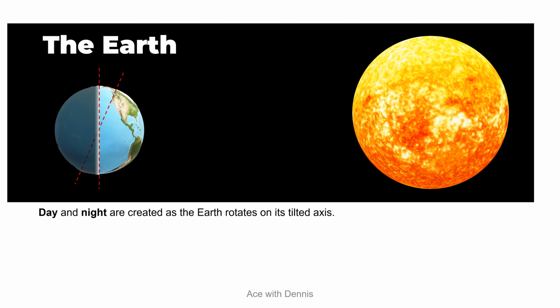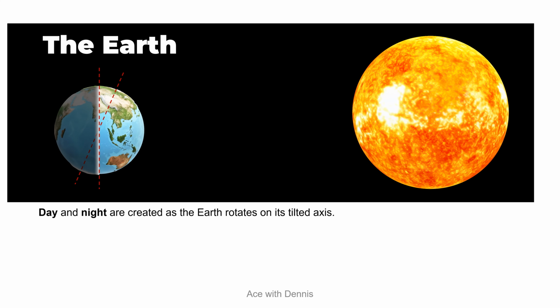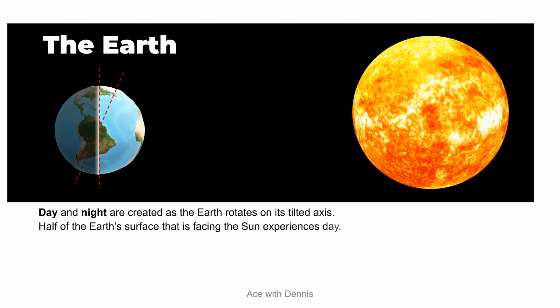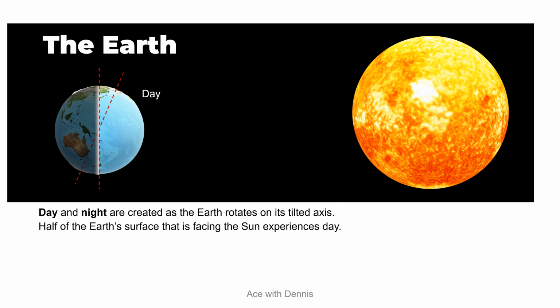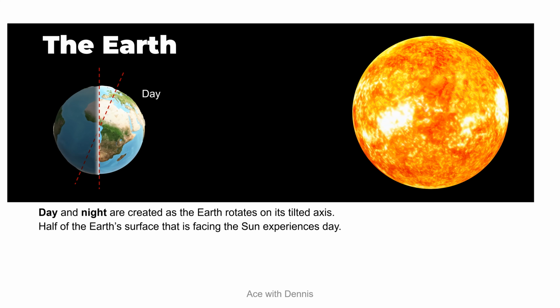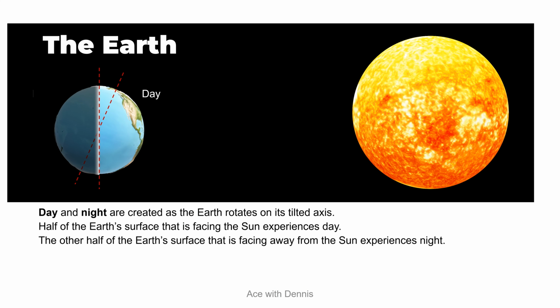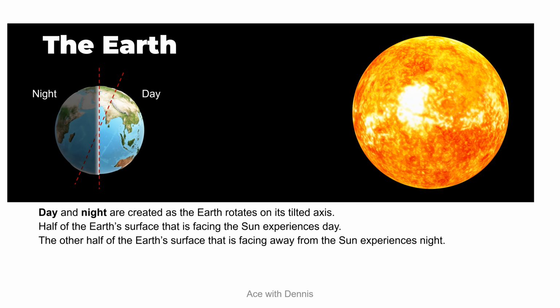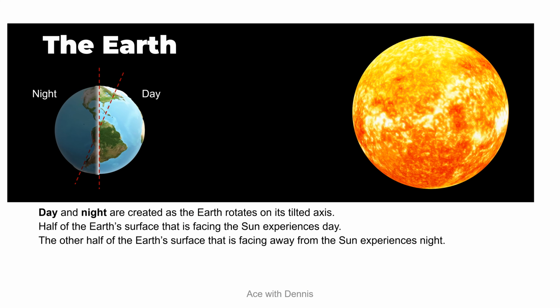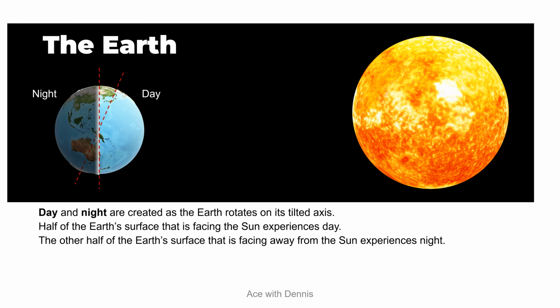Day and night are created as the Earth rotates on its tilted axis. Half of the Earth's surface that is facing the Sun experiences day. The other half of the Earth's surface that is facing away from the Sun experiences night.